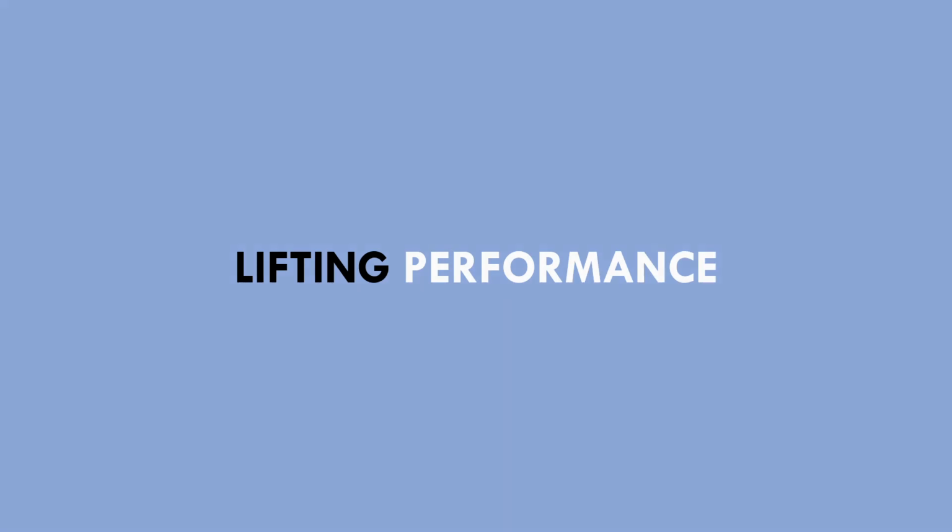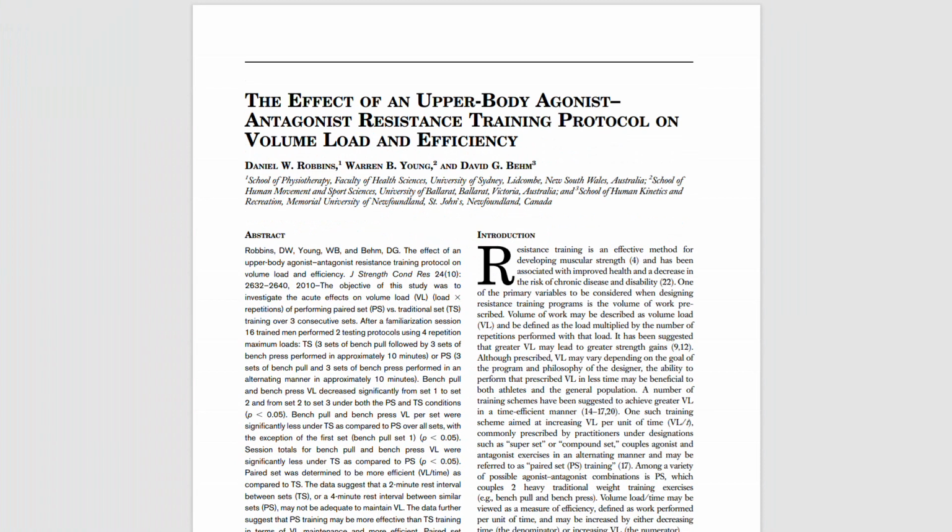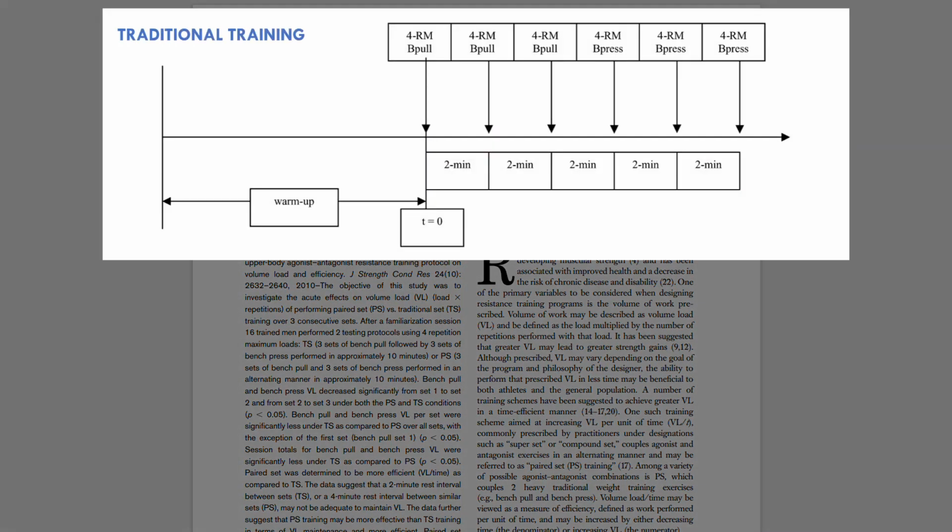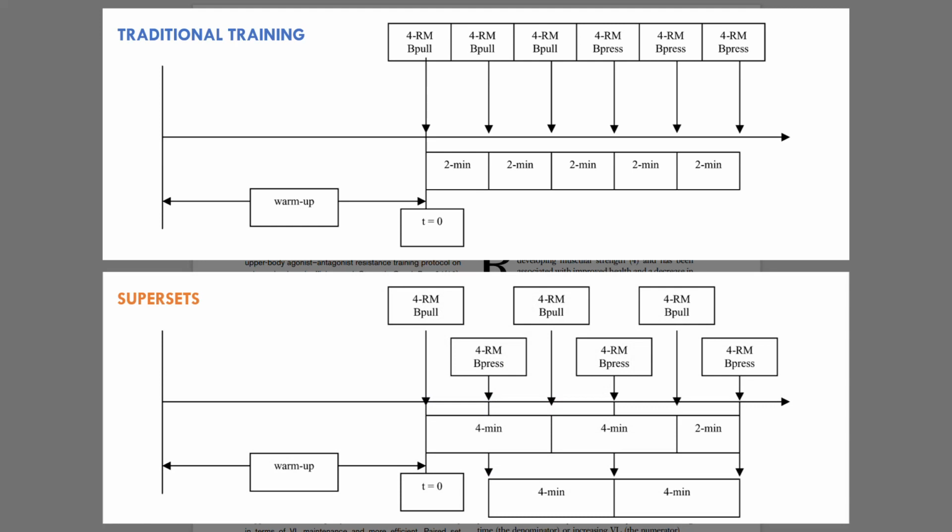This study compared the effects of supersetting bench presses and bench pulls versus performing the same training session in a traditional style. In the traditional protocol, trainees performed 3 sets of bench pulls followed by 3 sets of bench press with 2 minutes rest between each exercise. In the superset protocol, trainees performed 3 sets of each exercise in an alternating order with 2 minutes rest between exercises. So as we can see here, the superset protocol allowed longer rest periods between sets of the same movement compared with the traditional protocol.